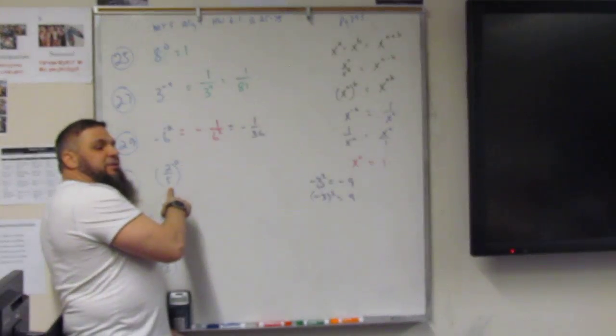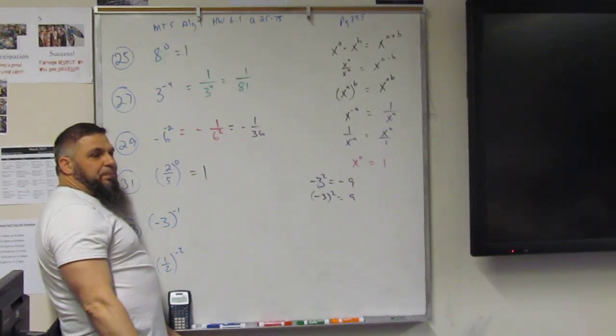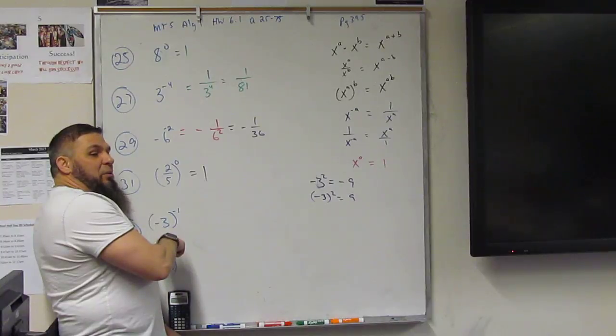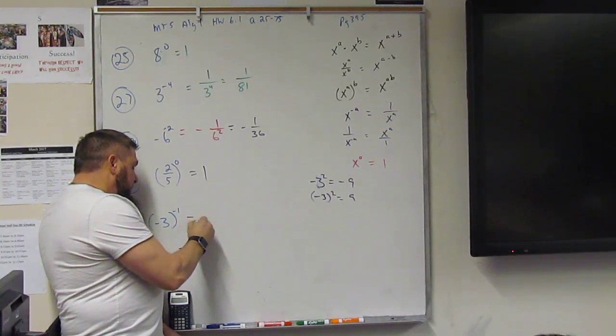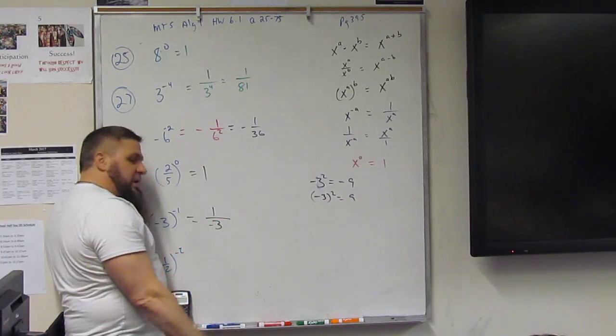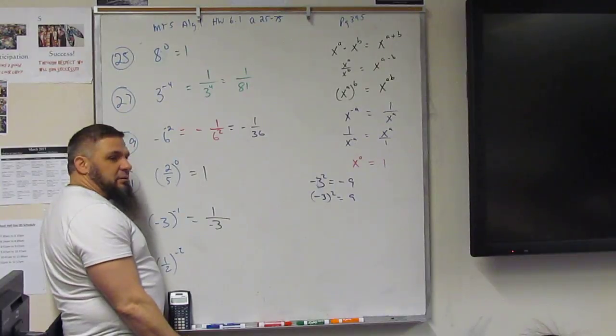Next, anything to the 0 power is what? 1. Bam, done. Okay? Now this one is to a negative power. So all I do here is push it down below. 1 over -3. And that's it. It's done.